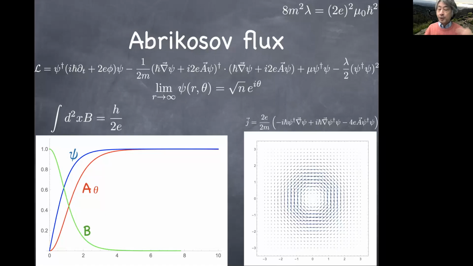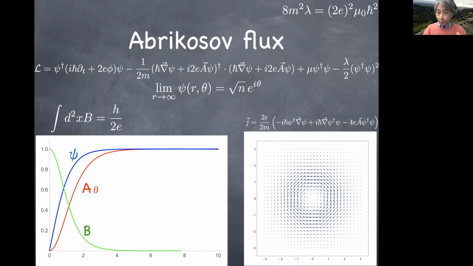And that's a solution to the Maxwell equation, because now that there's an electrical current, that should induce magnetic field, and there we go, there is a magnetic flux. And that's a solution to both the field equation for the Schrodinger field, as well as the Maxwell's equation. And the magnetic field then dies off exponentially, and that's again because of the London penetration depth.